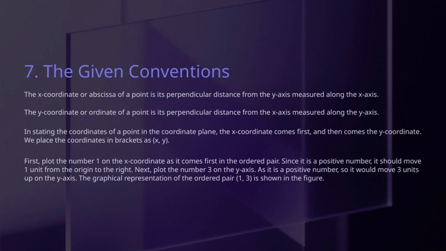When we talk about the coordinates of a point in the coordinate plane, remember that the x-coordinate always comes first, followed by the y-coordinate. We write these in brackets as (x, y). The y-coordinate, or ordinate, is the perpendicular distance of the point from the x-axis, measured along the y-axis. Conversely, the x-coordinate, or abscissa, is the perpendicular distance from the y-axis, measured along the x-axis.